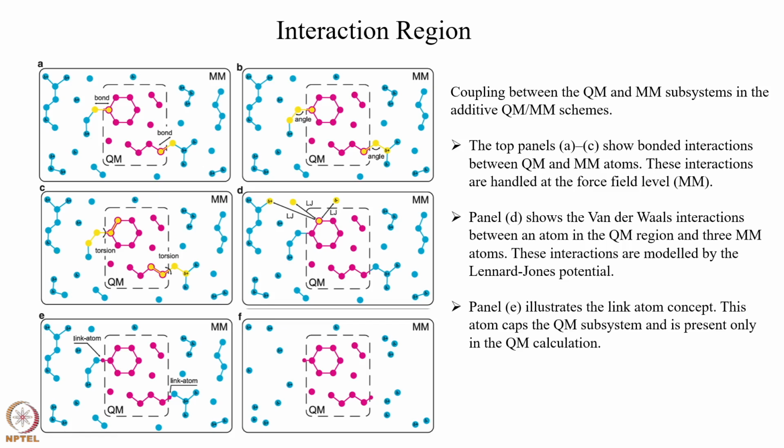And panel E mimics the link atom concept, which we will come to slightly later, and all of this is happening in the panel where there is the electrostatic interaction. So, this will act like point charges. The QM region will see the effect of the MM region in the calculation as point charges, which is the case in electrostatic embedding.